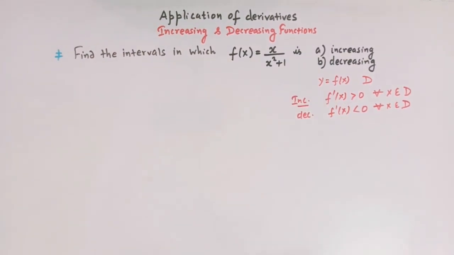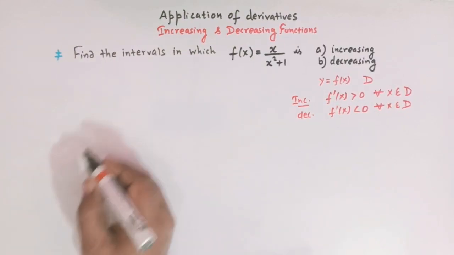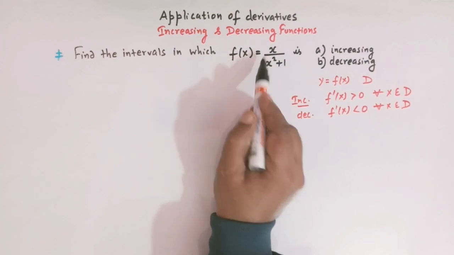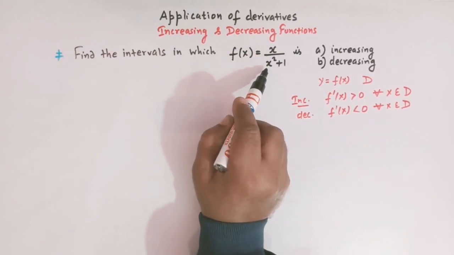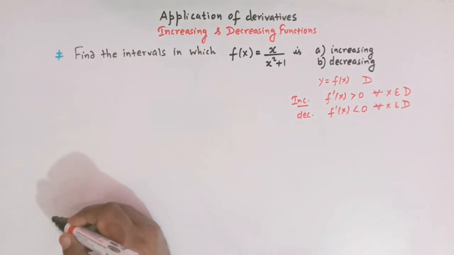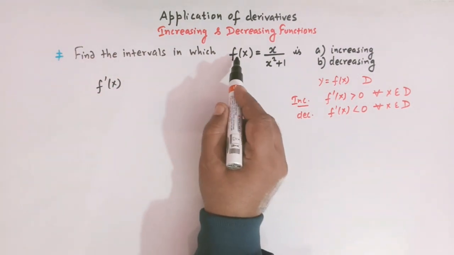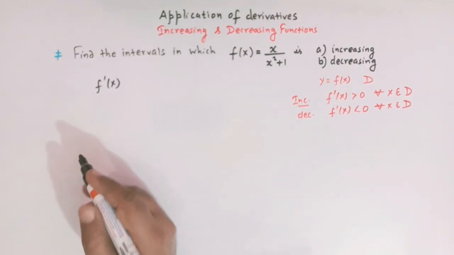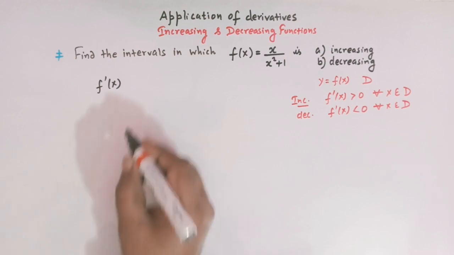Now let us first find out the derivative of f of x. Here we see that f of x is a rational function because the numerator and denominator are both polynomial functions. So in order to find the derivative of f of x, we have to make use of the quotient rule for finding the derivative.